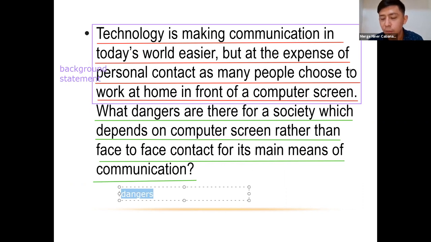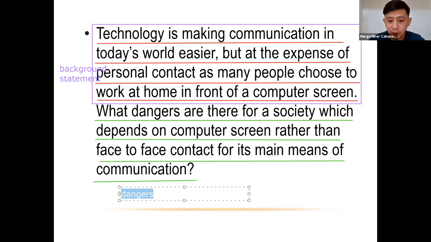Now, I have a question for you. Jonalyn Noveno, in my essay, do you think I should provide solutions to this problem? Yes, sir. Okay. What about you, LJ and Nina? You saw that the question is asking me, what dangers are there for a society which depends on computer screen rather than face-to-face contact for its main means of communication? I'm only being asked about dangers. Do I have to provide a solution to the problem? No, sir. That is absolutely correct.